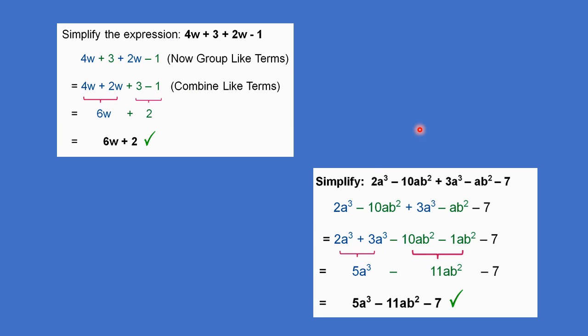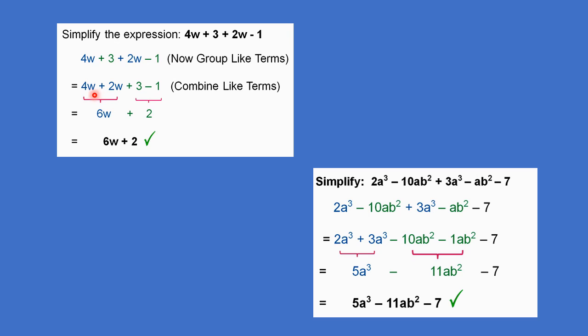One thing that we will be doing in our assignments early on in algebra is learning to recognize these like terms and learning how to combine these like terms. So here's an example. We've got 4w plus 3 plus 2w minus 1. Well, what's alike in here? Well, the 4w and the 2w are the same. So here you can see in this step that they've been turned blue. And then the 3 does not have a variable and the 1 does not have a variable. So they're considered like terms.